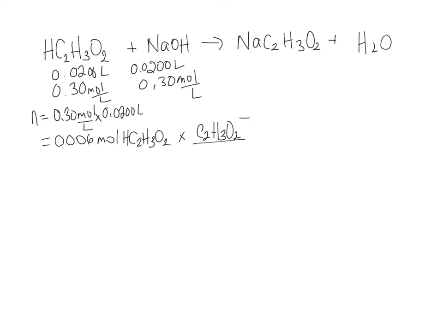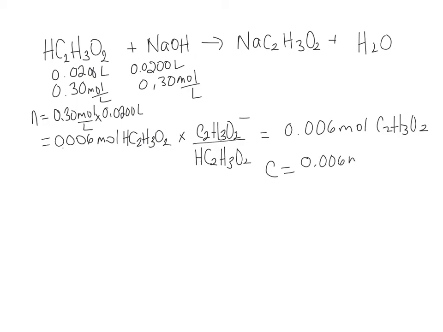So the ratio of acetic acid to acetate is 1:1. So this means that we have 0.006 moles of acetate. Now we added 20 milliliters to 20 milliliters, so now we have 40. So to figure out our concentration of our acetate ions, we take 0.006 and we divide it by the volume.